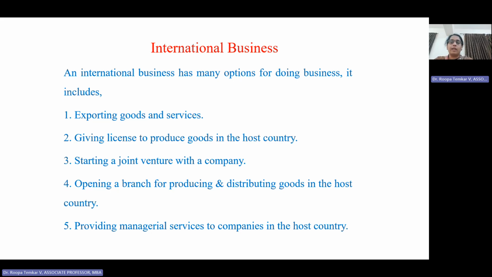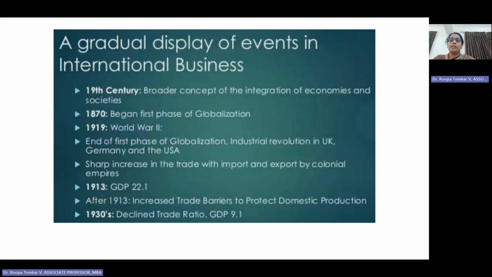Again, we have other options also like licensing, then turnkey projects, then franchise. So through these means or approaches, we can have a business in international countries. So basically, that has been started.